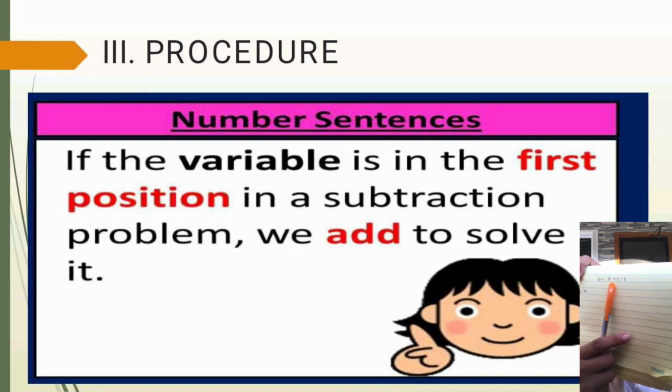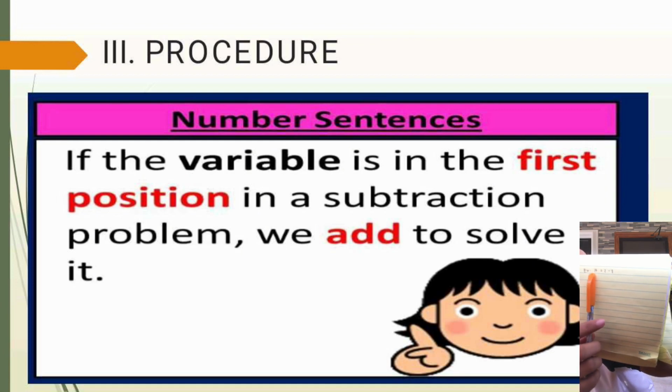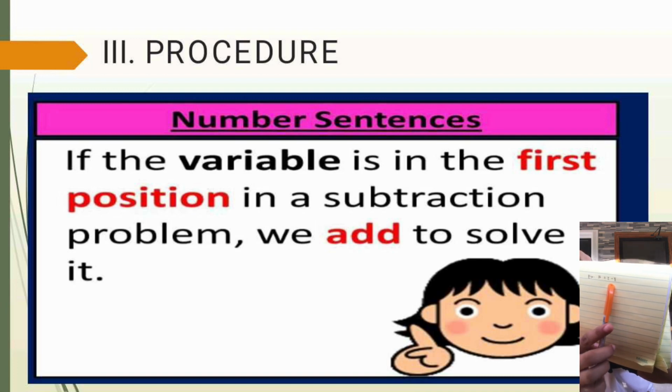17 equals z minus 8. So ang pangitaon nato dira is kung unsa ang kanang missing number sa z. So ato ra ni siyang i-add. I-add nato ni ang 17 plus 8 kay 25 man. So ang missing number dira sa z is 25 kay if 25 minus 8 mo result may siya 17.